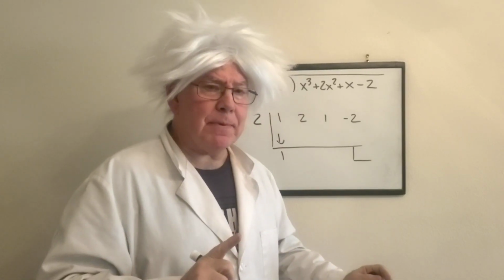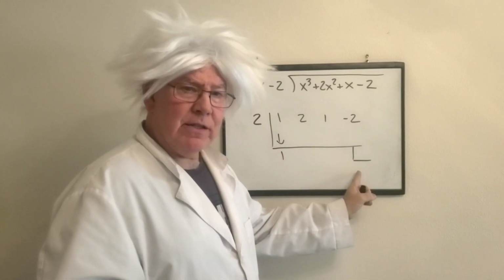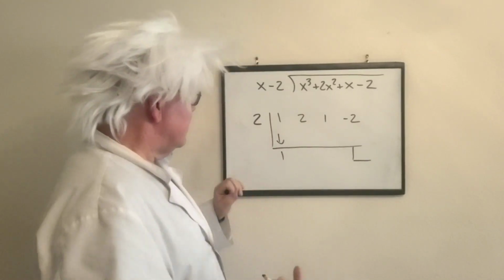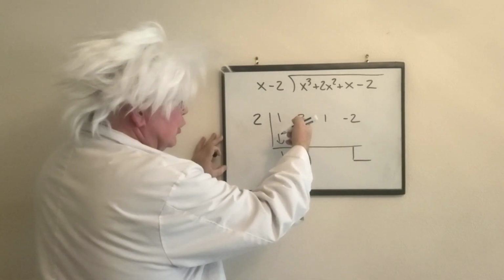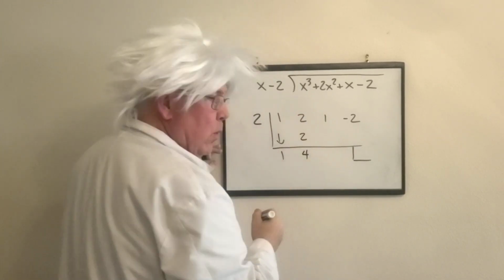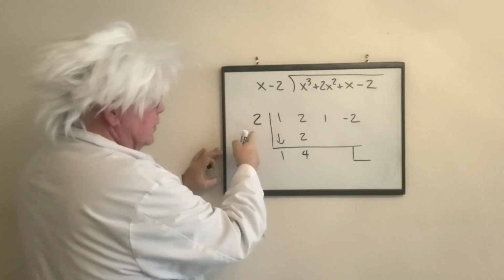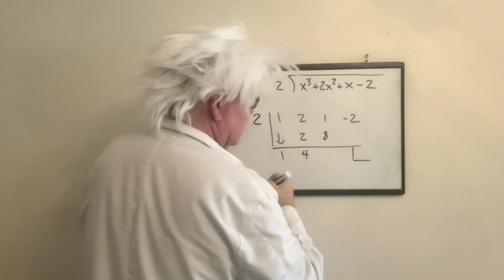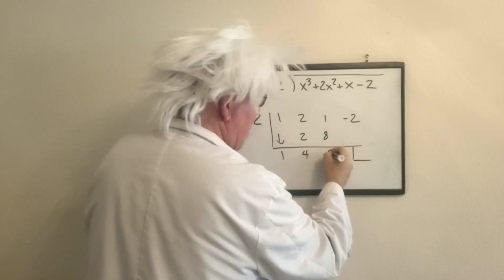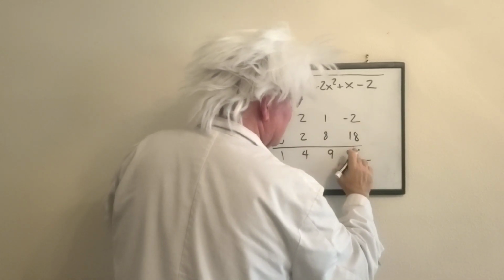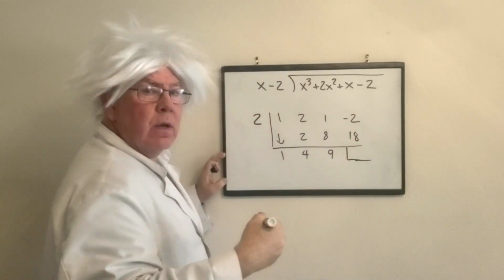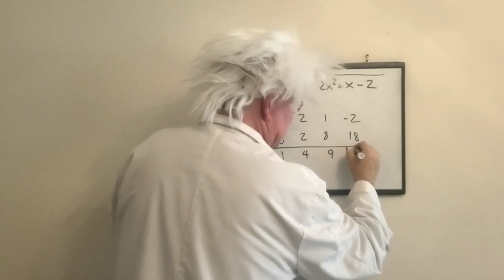Now, here's what happens after that. Multiplication on the outside, addition on the inside. So, 2 times 1 is 2. 2 plus 2 is 4, okay? Now, 2 times 4 is 8. 1 plus 8 is 9. 2 times 9 is 18. And then negative 2 plus 18 is 16.